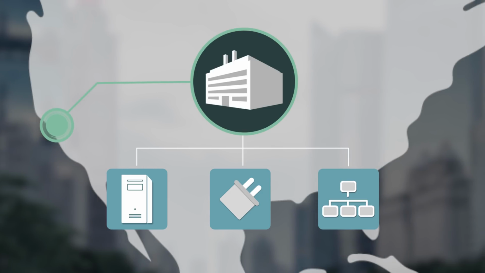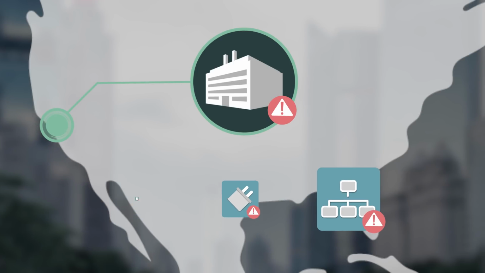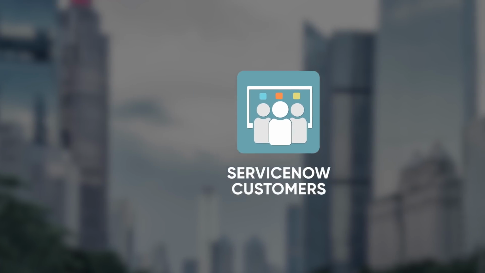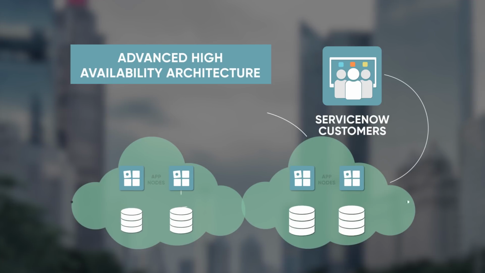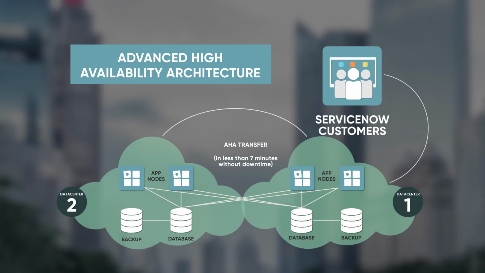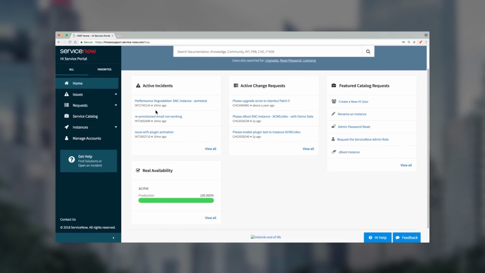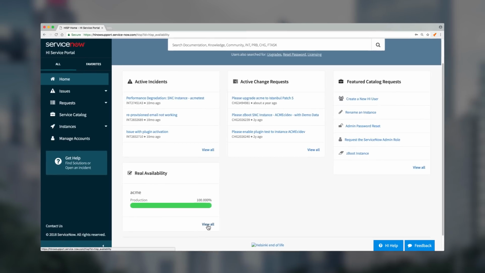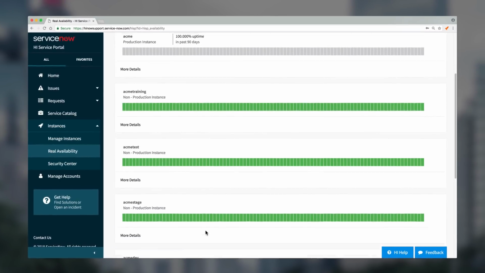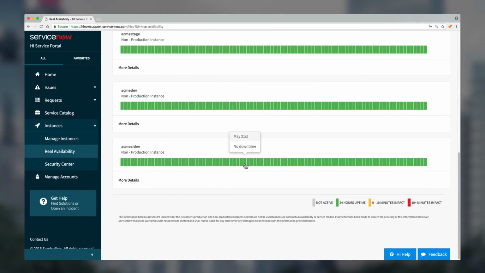In the event of an operational fault, failure, outage, or attack, customer traffic can be quickly rerouted using our advanced high availability, or AHA, capability to ensure that you maintain access to your instances and data. You can check the real availability of any of your instances at any time. Just log into HI and find the Real Availability tile.